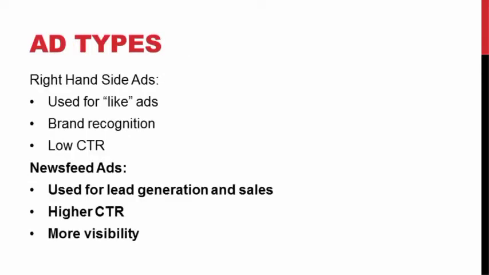Also, there are two types of placement for your ads. You have right-hand side ads and newsfeed ads. Right-hand side ads are usually better for the like type ads when you're trying to build your fan pages up. If you're just trying to get some name recognition and you want people to see your face or see your brand name, that's kind of ideal for that. Not too effective when you're trying to build an email list or make sales.